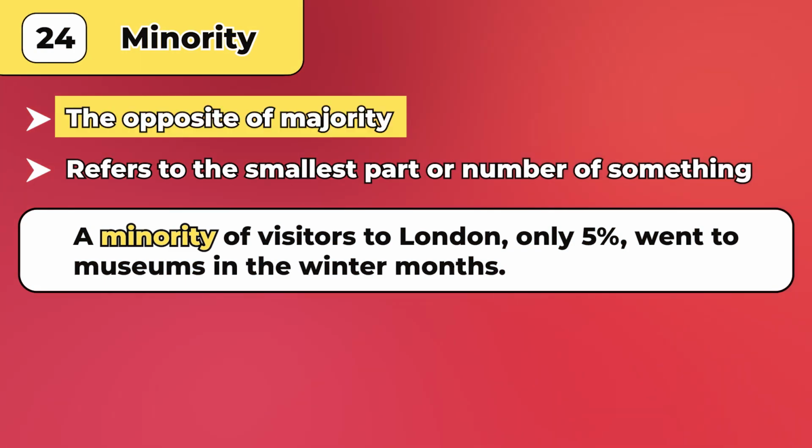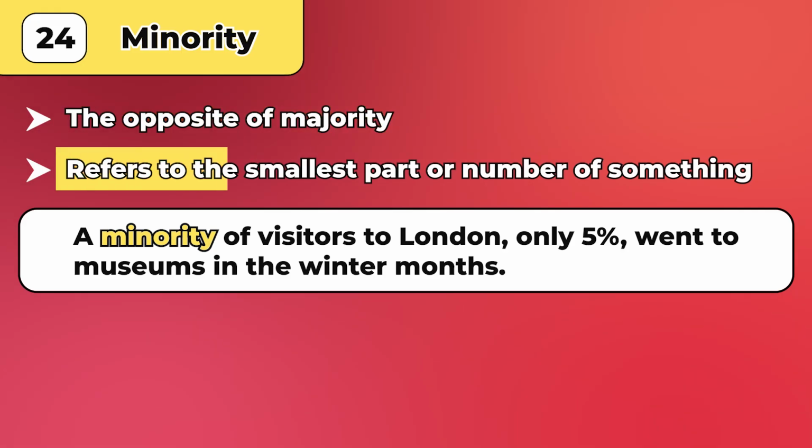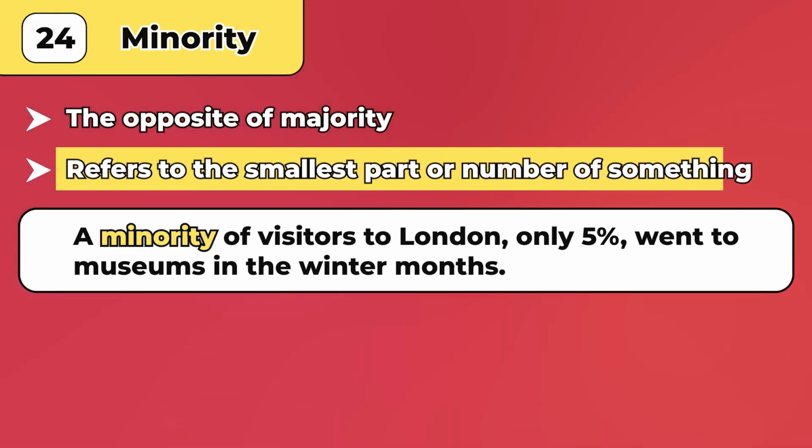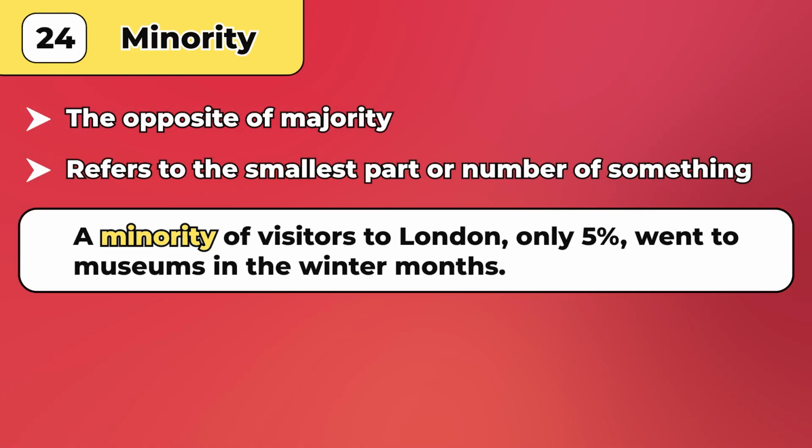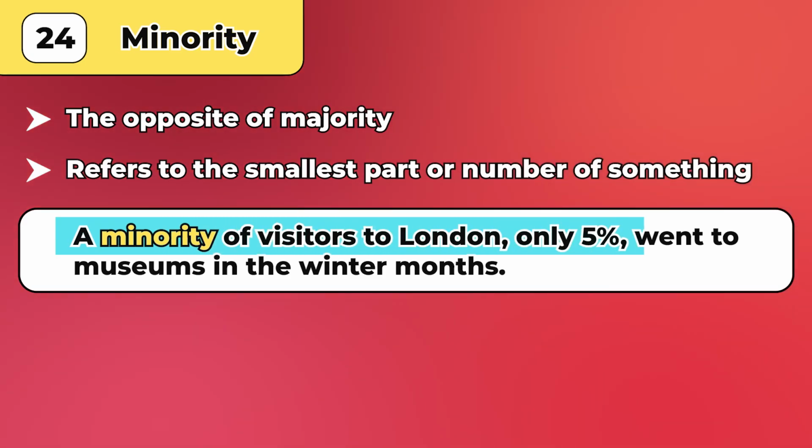Minority is the opposite of majority. It refers to the smallest part or number of something. For example, a minority of visitors to London, only 5%, went to museums in the winter months. That's it! That's 24 words you must know for IELTS Writing Task 1.